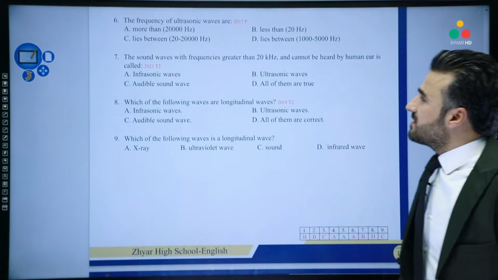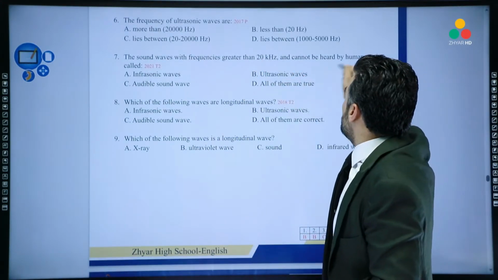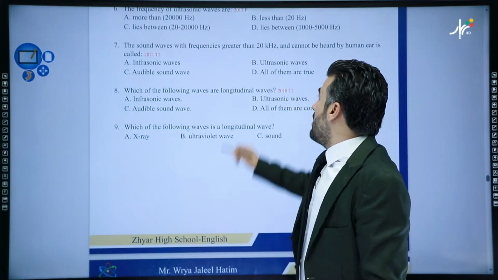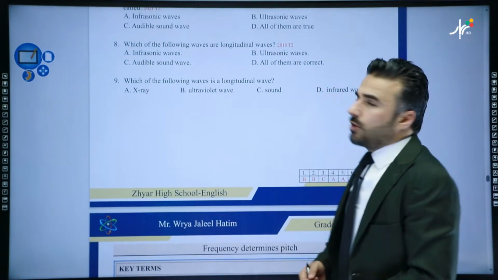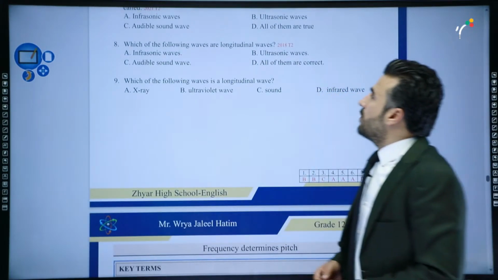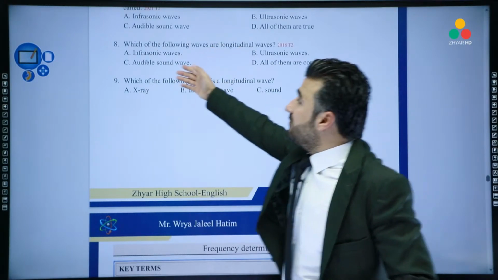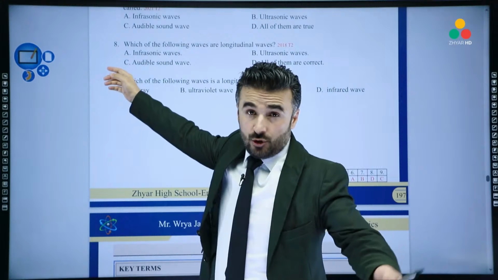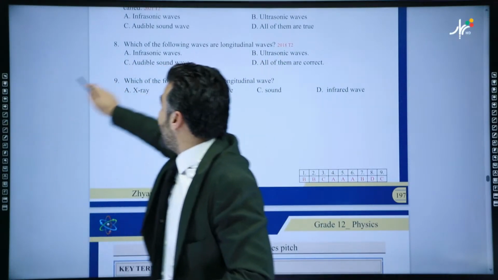Now question 7 says the sound waves with frequencies greater than 20 kilohertz cannot be heard by humans. What is it called? Is it infra? Of course it is not. It is the ultrasonic waves, yeah? All right, now question 8 says which of the following waves are longitudinal waves? Remember, we have infrasonic waves. Infrasonic wave is a type of sound wave, and sound is longitudinal. So the correct option will be option A here.